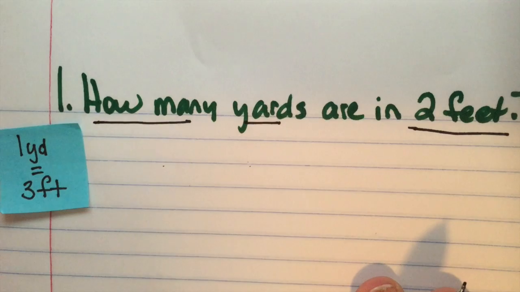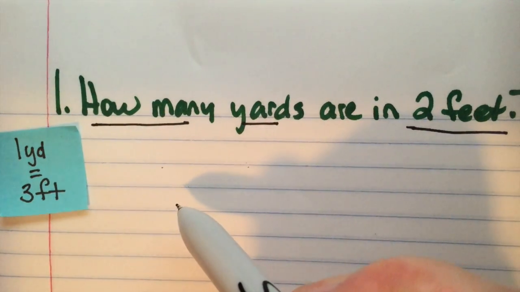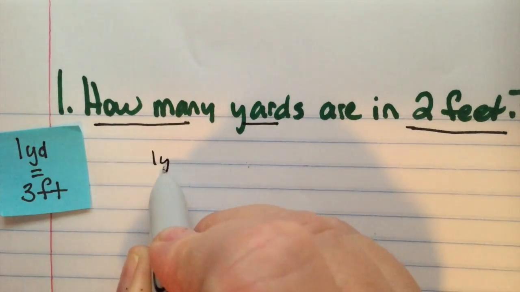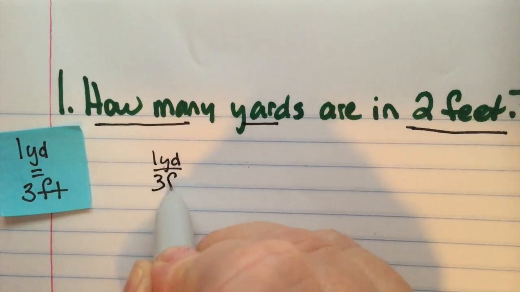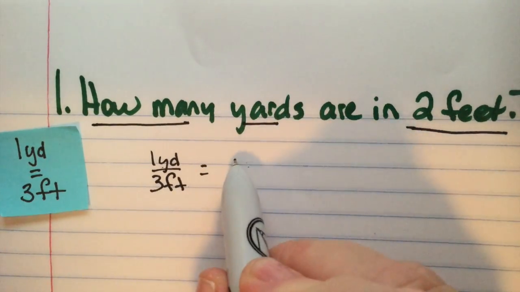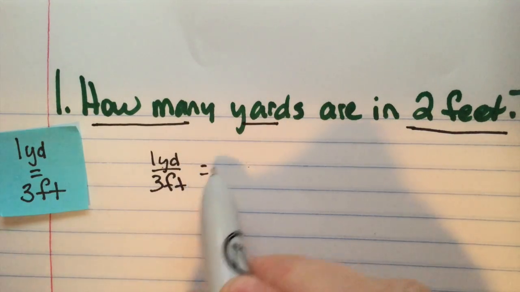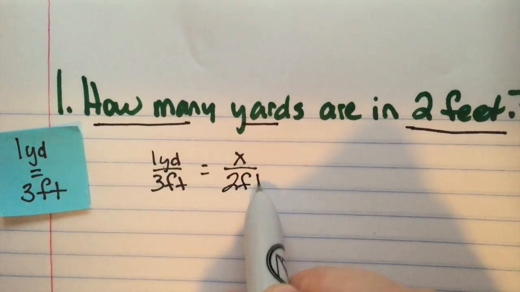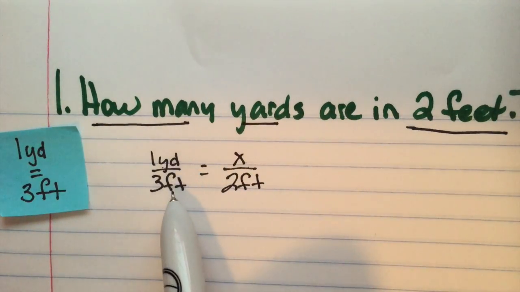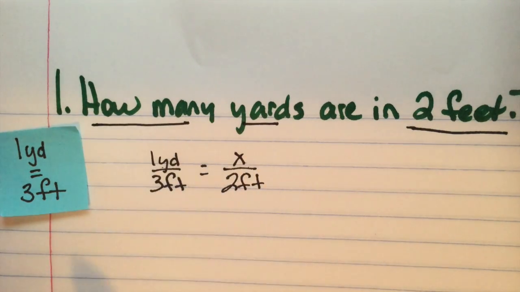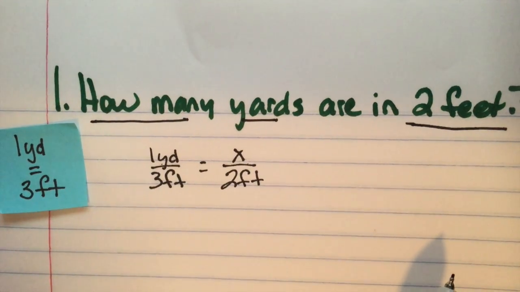How many yards are in 2 feet? I know that 1 yard equals 3 feet. And my question is, how many yards are in 2 feet? So yards on the top, feet on the bottom. How many yards will be the X? And the 2 feet go on the bottom. 1 yard is 3 feet. How many yards is 2 feet? The proportion is now set up correctly. We need to solve for X in this proportion.